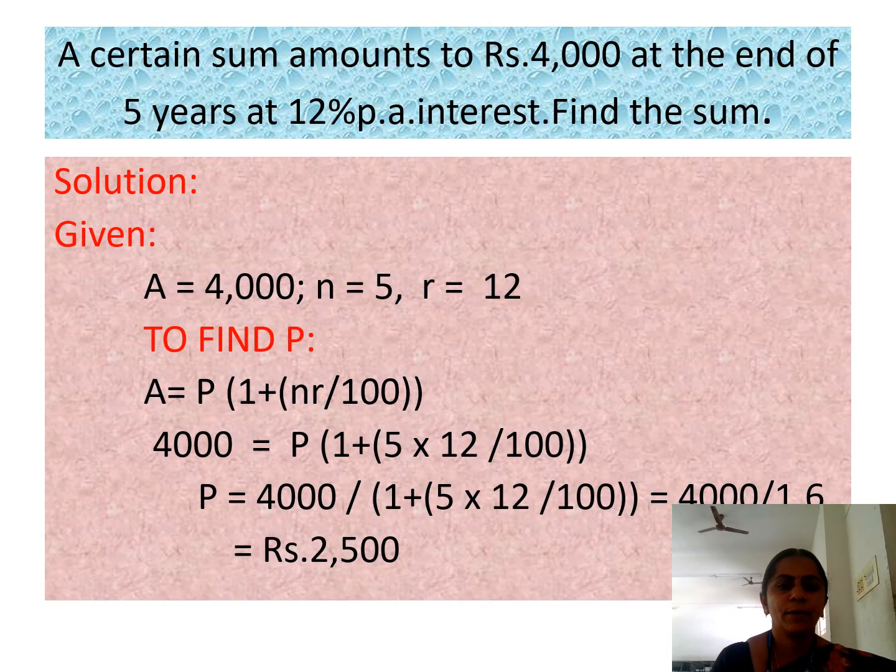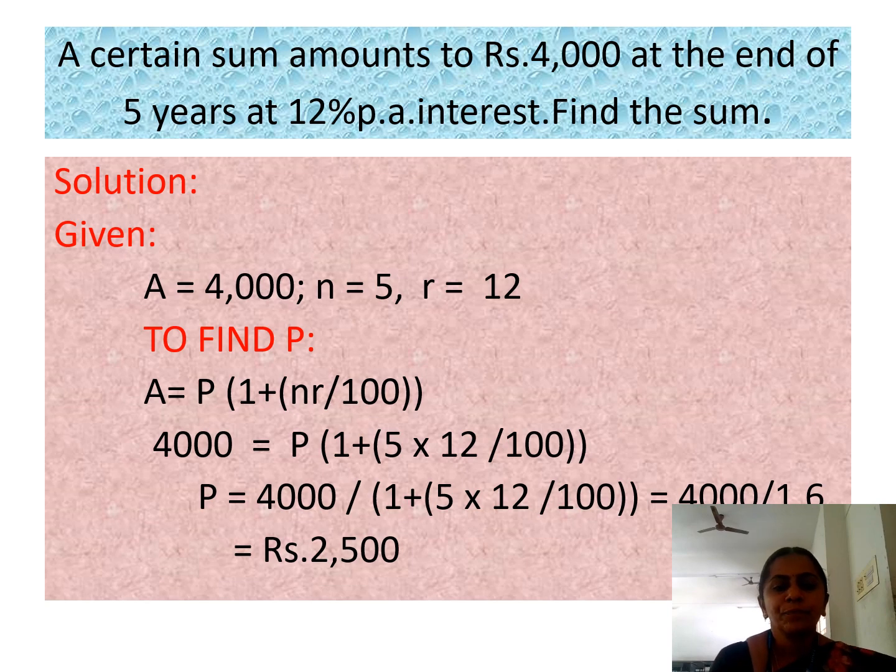We see another problem. A certain sum amounts to rupees 4,000 at the end of 5 years at 12% per annum interest. Find the sum. So here what is given? Amount is given, 4,000. Time is given, that is N is equal to 5, and R is equal to 12% per annum. So here we have to find out the sum, that means to find P, the principal amount.